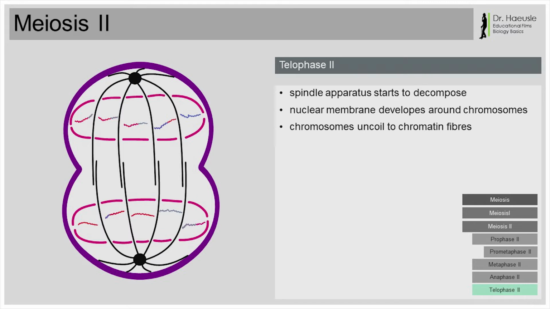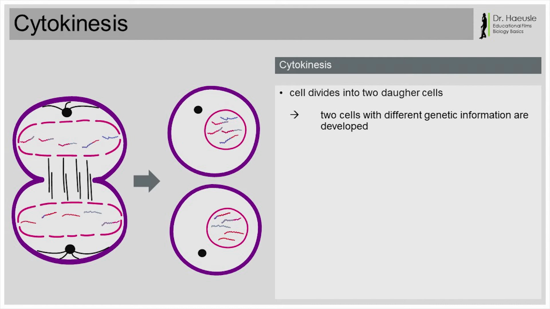Nuclear membrane is formed around the chromosomes on each side of the cell. The 23 single-stranded chromosomes of each cell site uncoil to chromatin fibers. During the following cytokinesis, the cell is divided at the equatorial plane.